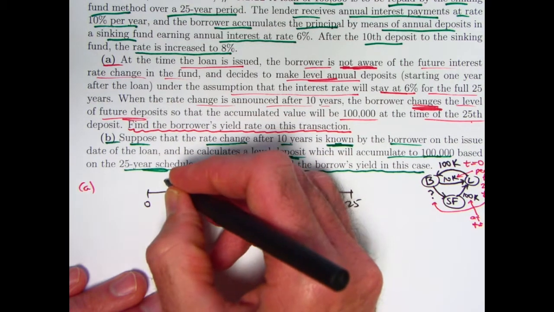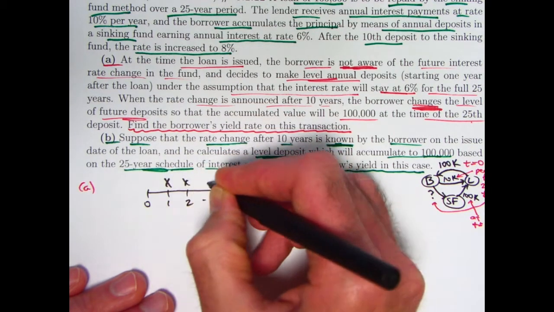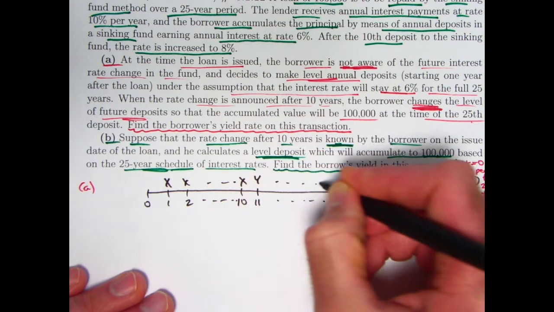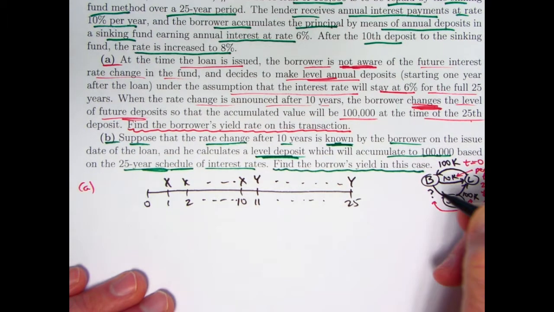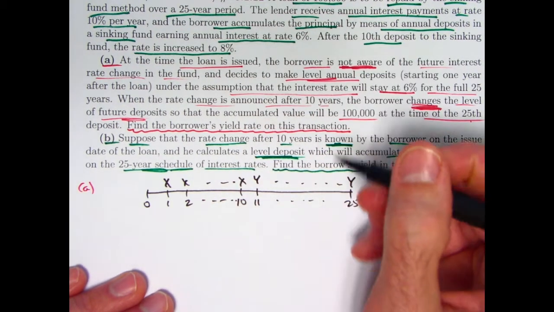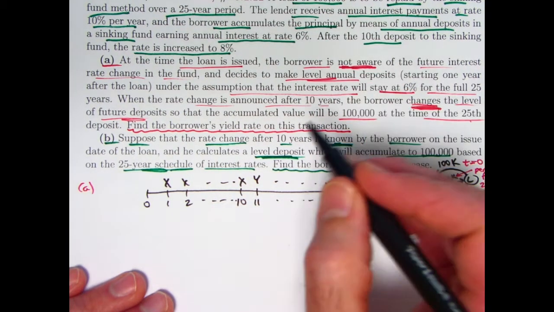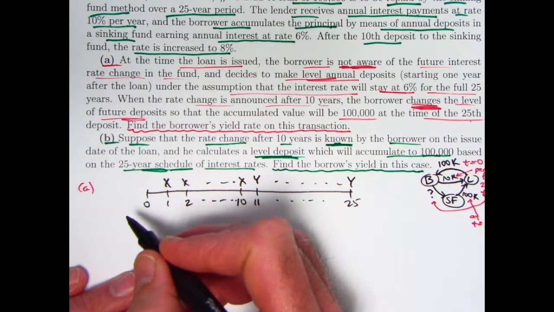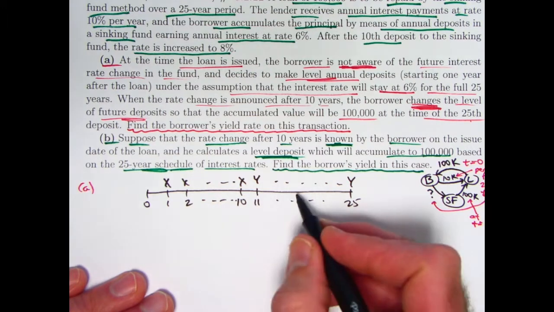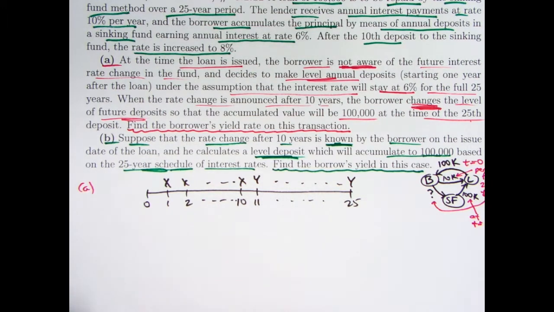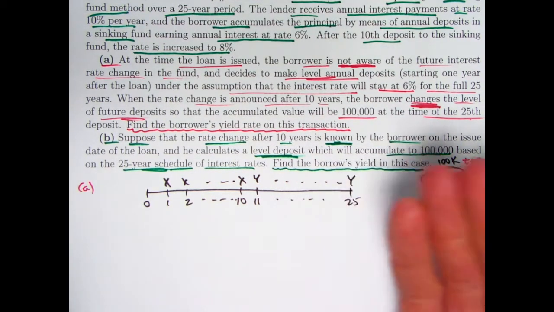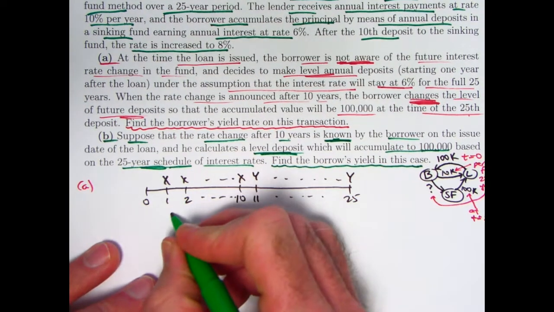There's going to be a certain deposit X for the first 10 years, and that's going to change to some deposits Y for the last 15 years. Okay, we're doing part A. The borrower is not aware at first, but does change once the borrower finds out that the interest rate has changed. So X changes to Y, and evidently Y is less than X. That's what we should expect to happen. So the goal, before we can find the yield, is to find X and Y. So we got two unknowns, we need two equations.